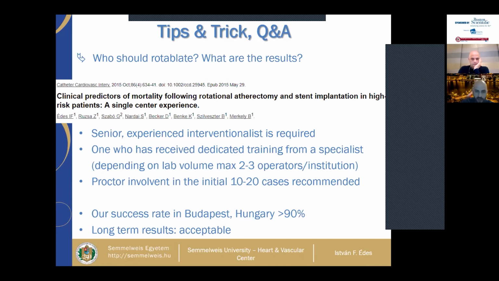I highly recommend proctor involvement in the additional at least 10, but preferably 20 cases, especially if these are more difficult ones. Because these 10 or 20 cases will be mostly enough to run into the most essential problems, the ones that need to be fixed immediately. And an operator will have enough experience after these initial cases to start his or her own practice. Our success rate in Budapest, Hungary is over 90%, according to this article that I showed you, and our long-term results are very much acceptable in this case.